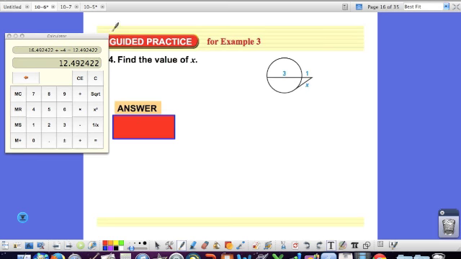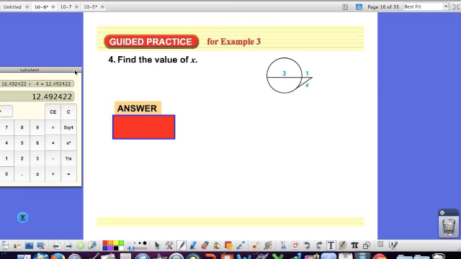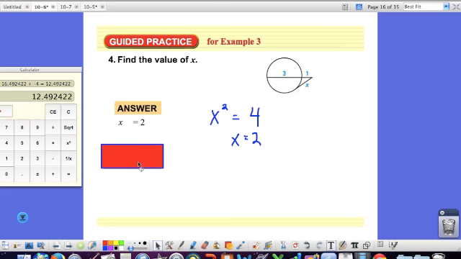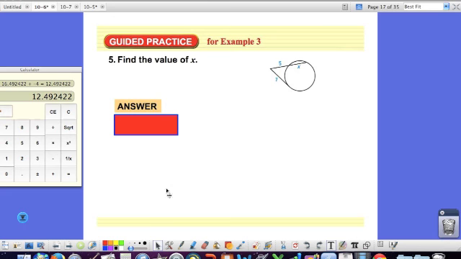And let's try to do a problem using this. So x squared, because that's my tangent segment, is equal to 1 times the length, which is 4. So x would have to equal 2. Oh, my guided practice problem was so much easier than the example they had me work out with it. And let's see what we have here.